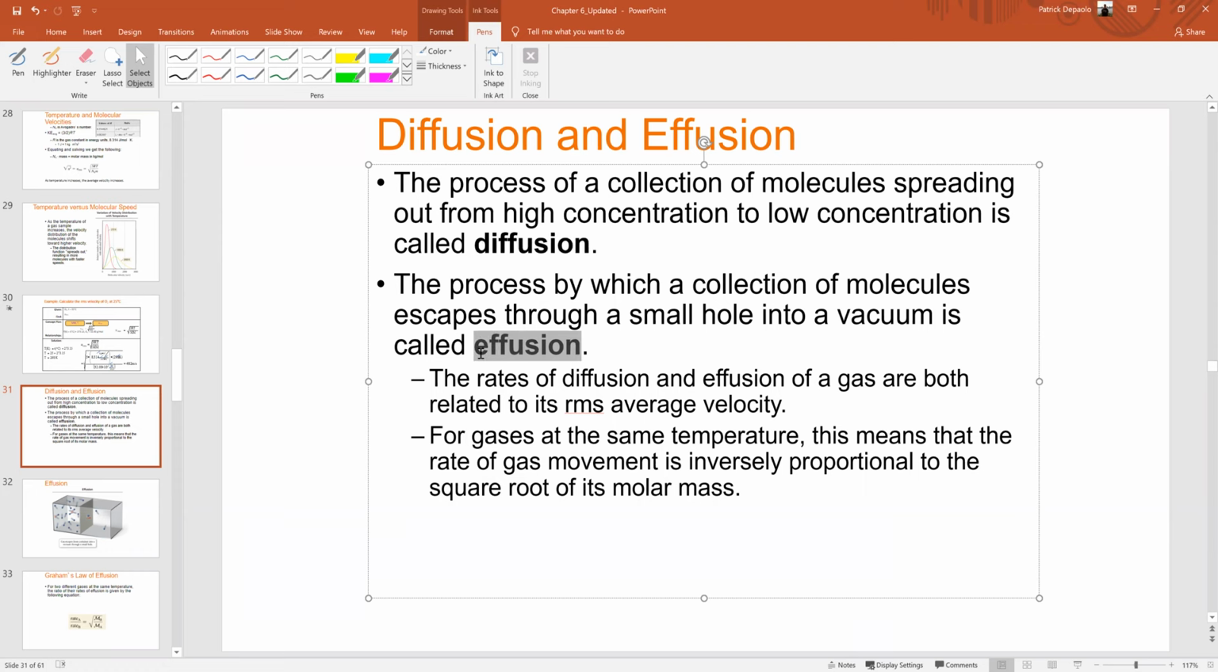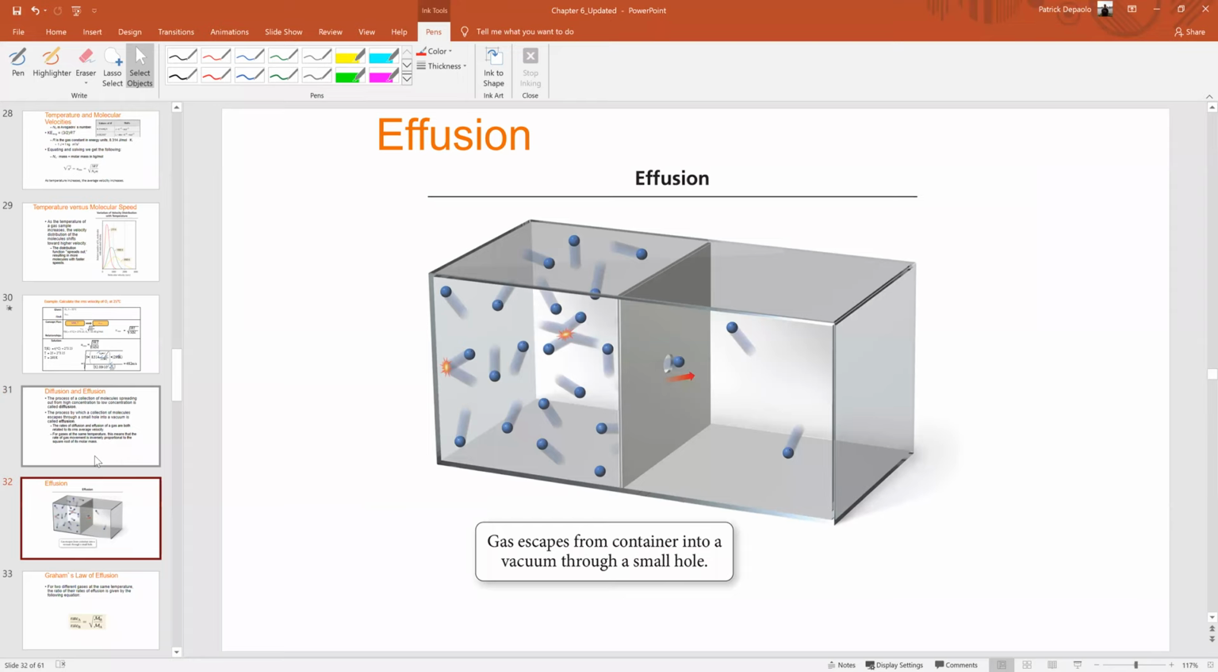Then you have effusion. Effusion is not related to diffusion really at all, even though they sound similar. Effusion refers to the movement of molecules of gas moving through a small hole into a vacuum. So basically, it is going from high to low, from really high concentration to no concentration. But the rate at which the gases go through depends on their size, and on their root mean square velocity, which also depends on their size.